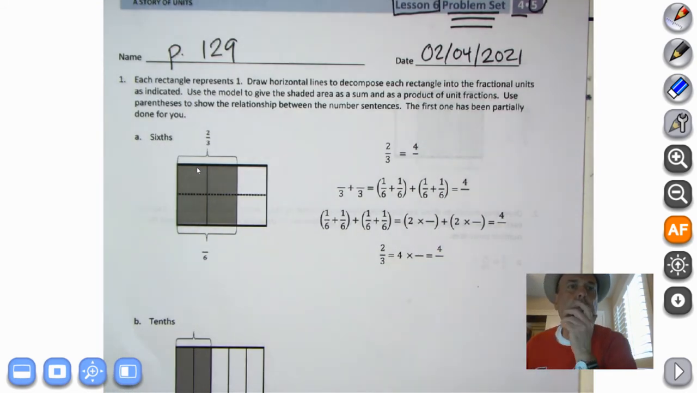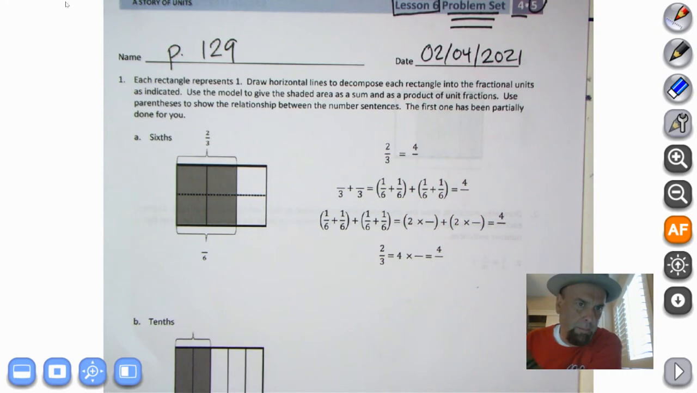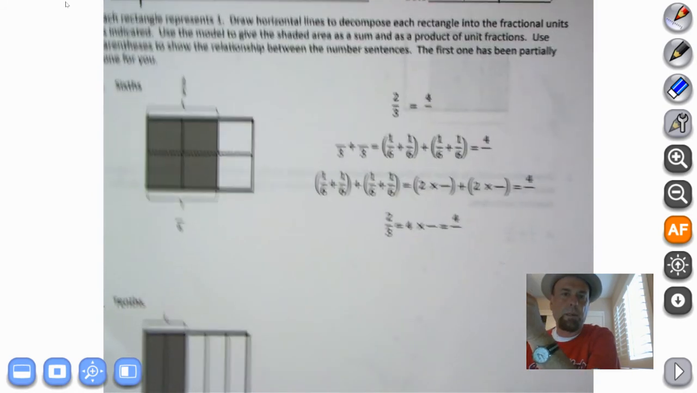Let's get right down to it. We have here each rectangle represents 1. Draw horizontal lines to decompose each rectangle into the fractional units as indicated. Use the model to give the shaded area as a sum and as a product of unit fractions. Use parentheses to show the relationship between the number sentences. The first one has been done for you. Well, let's look at this first one. There's a lot of verbiage up there. This is like what we were doing yesterday.